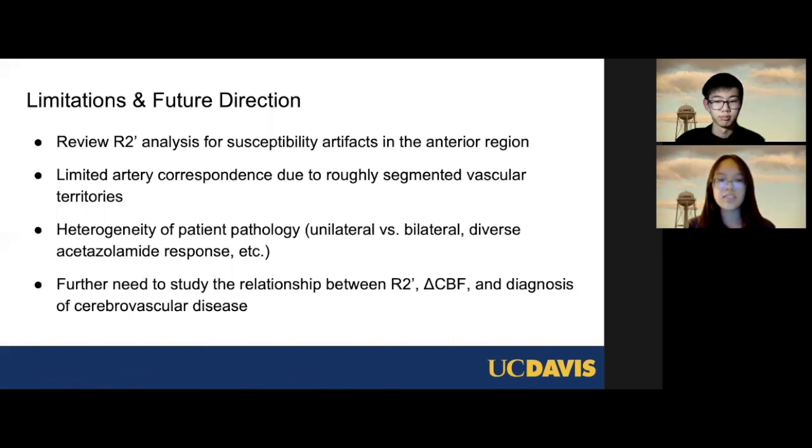The limitations in our study include the susceptibility artifacts in the anterior region due to the air-tissue interface at the nasal cavity. Further investigation may be necessary to correct for this artifact.